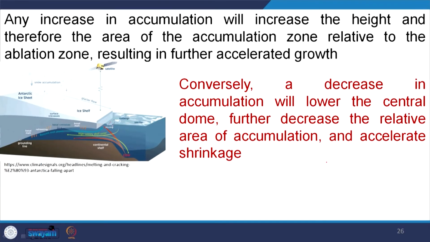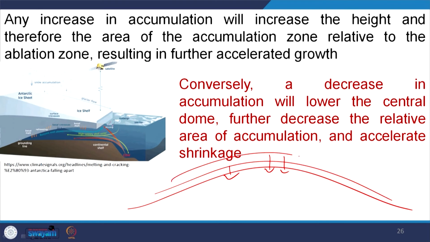Any increase in accumulation will increase the height, and therefore the area of the accumulation zone relative to the ablation zone, resulting in further accreted growth. Accreted means addition. So any increase in accumulation will increase the height, because we know that this cross section looks like this, and these are the regions of accumulation. Once we are adding ice here, we are increasing the height of this dome, resulting in accreted growth. Accreted means we are adding to the system.